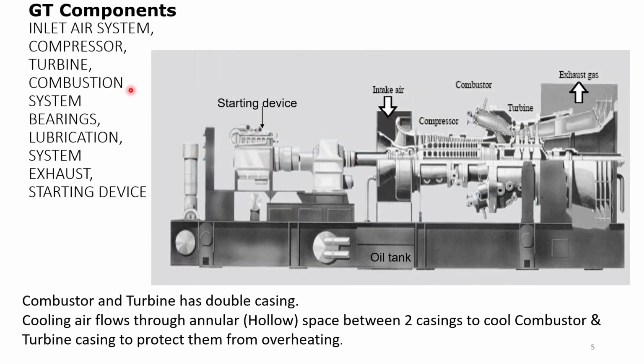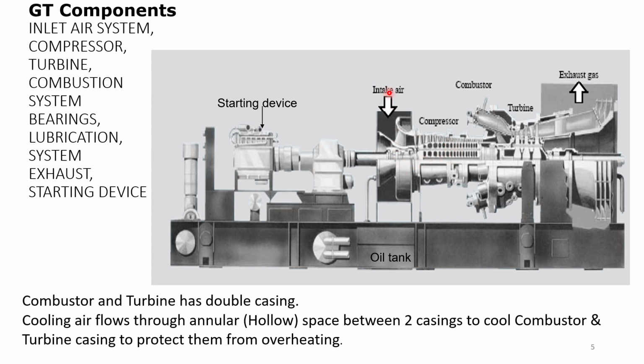If we see more components of the gas turbine, then there is an air inlet system, then the compressor, then the gas turbine, combustion system, bearings, lubrication system, exhaust system, and a starting device. In this diagram we are able to see the starting drive, which is required to rotate the turbine and compressor at the designated speed and to give air for the combustion.